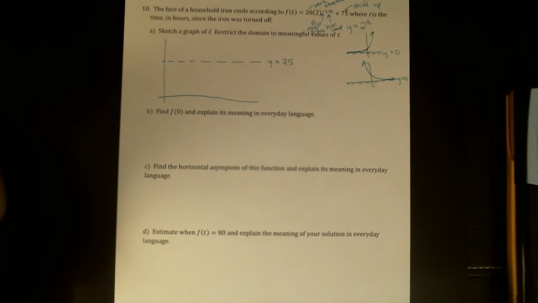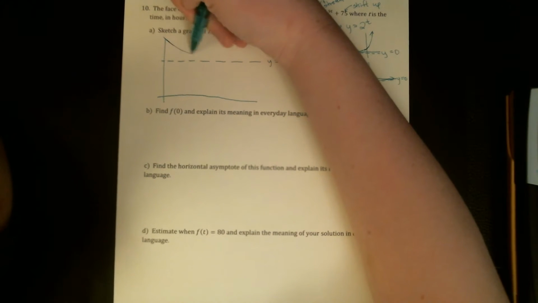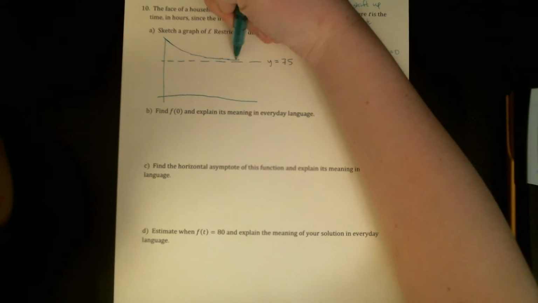I don't think I've said yet what this situation is. So if you haven't read it, this function is telling me the temperature of the face of a household iron, where t is the time in hours since it was turned off. I'm using degrees Fahrenheit, so bad me for not giving you units, but this is temperature in degrees Fahrenheit, t hours after someone turned off their iron. So you're ironing clothes or something like that, and it's cooling. So I like the fact that it's starting up here somewhere and it's decreasing. That should be what's happening. So this is my general picture.